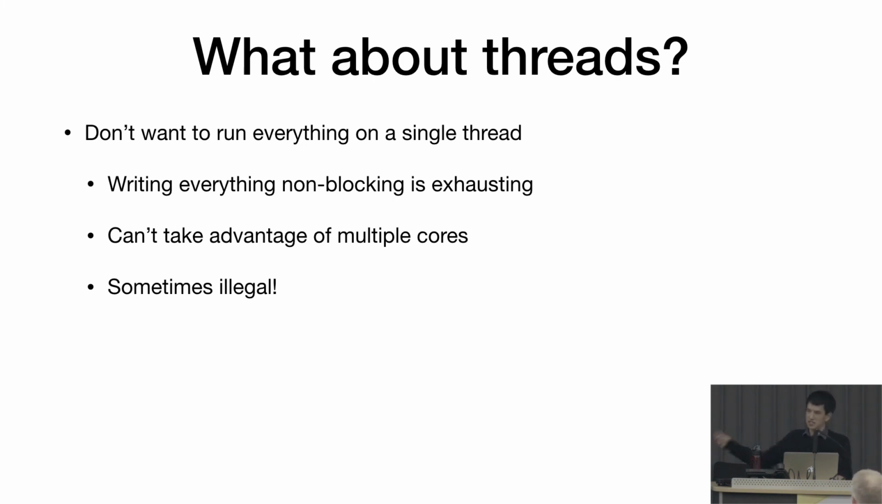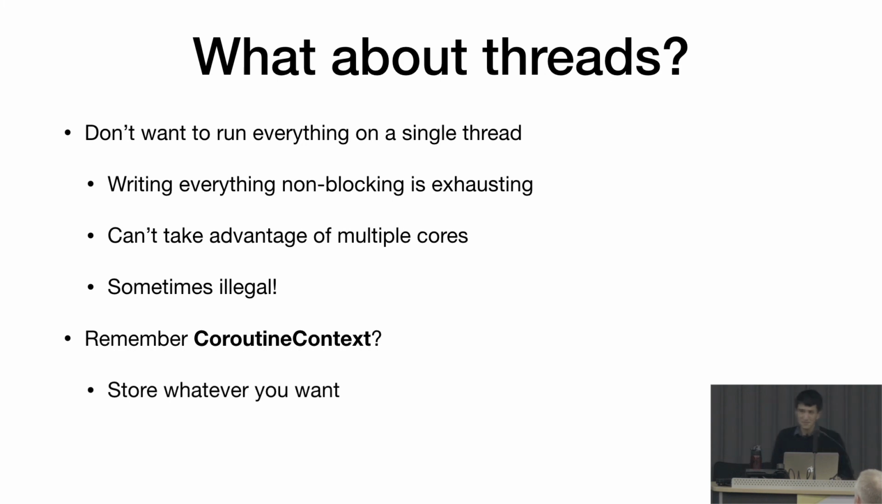Do you remember that coroutine context thing that I mentioned that will actually matter later? Well, we can store whatever we want. And in fact, that's how Coroutine Scope works. It's storing the job that can cancel later. Another thing we can do is store which thread we want the coroutine to execute on.